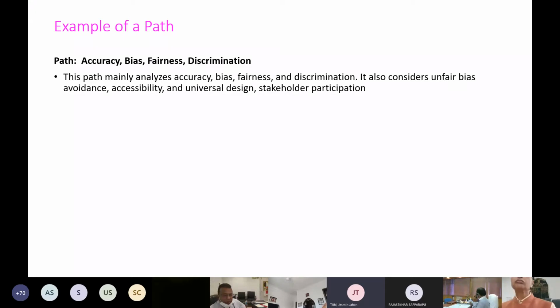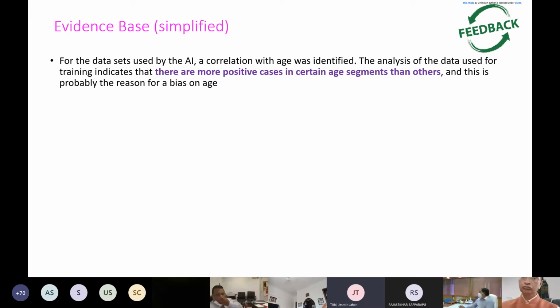In this path, we analyzed accuracy, bias, fairness, and discrimination. It considers unfair bias avoidance, accessibility, universal design, and stakeholder participation as well. And this is the evidence base that we created through the execution of the path: for the dataset used by this particular AI, a correlation with age was identified. The analysis of the training data indicates that there are more positive cases in certain age ranges than others, and therefore this is probably the reason behind the age bias.